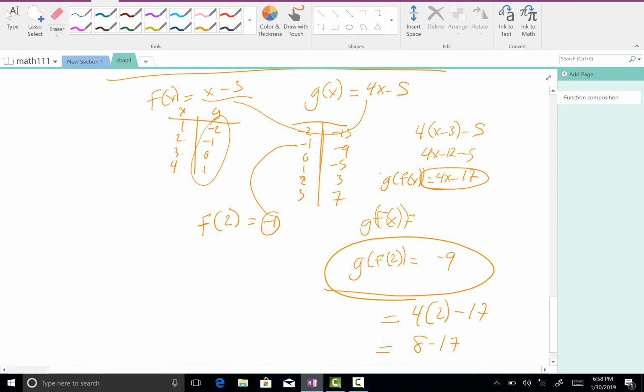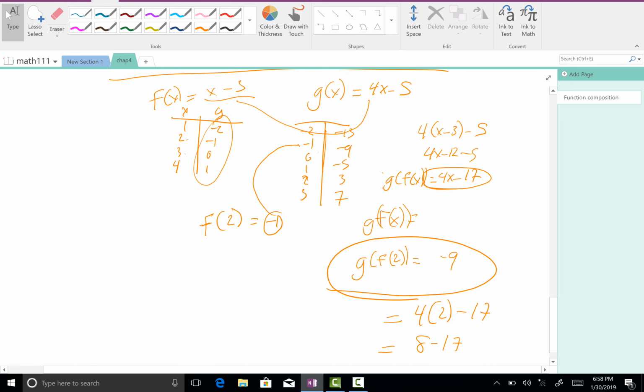So the output of the inside becomes the input of the outside function. Yeah, I see what you're saying. So the range becomes the domain. Yes, unless there's a restriction of the composition. And that's why you have to restrict them, because the range of this one might not match the domain of that one. That's why you've got to restrict it. Most of the time, it's not going to be an issue. You're just going to plug away and go. But there are some times where it could be an issue. All right.